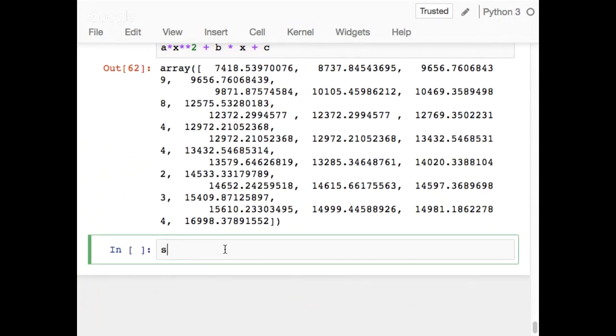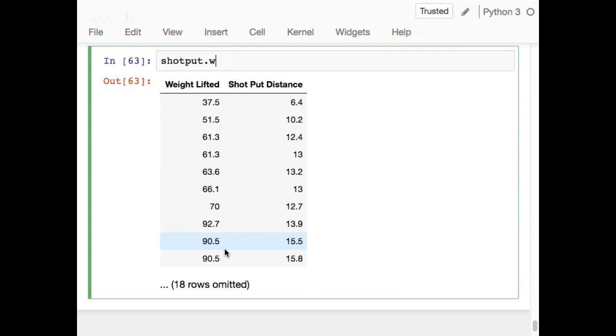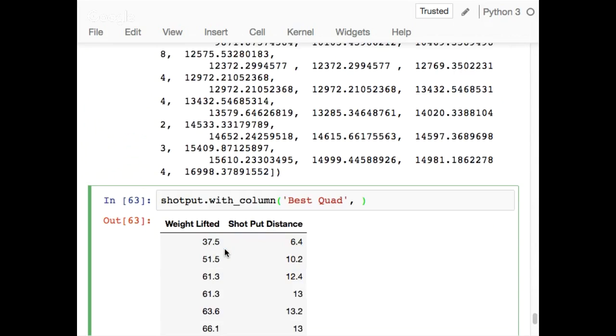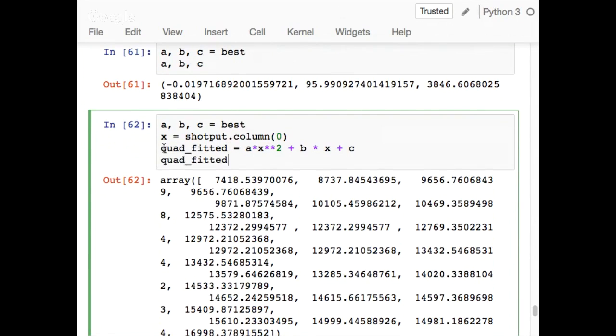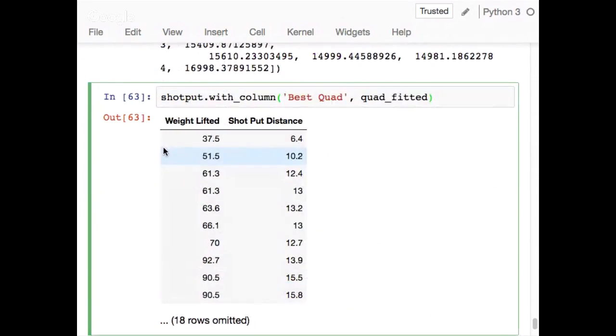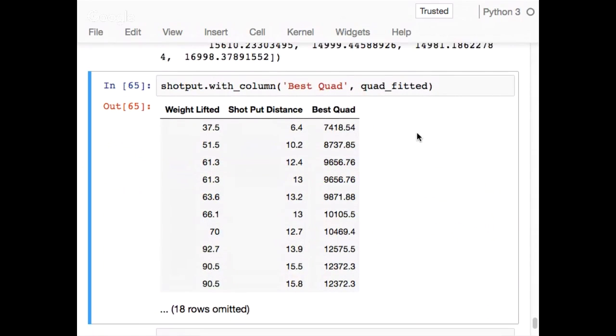So I'm going to take my shot put table, add in the column width, column best quadratic, and pass in this guy right here. Let's call this quad fitted. Just leave that there so we can see what it is. Quad fitted. There's my predictions.